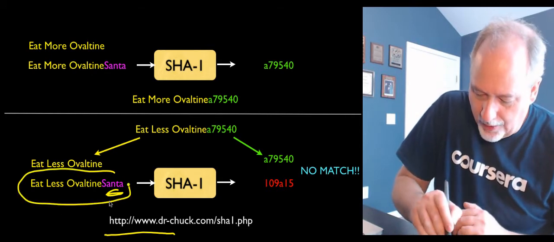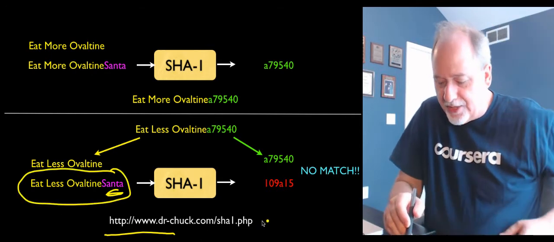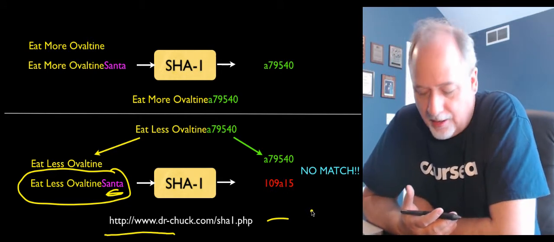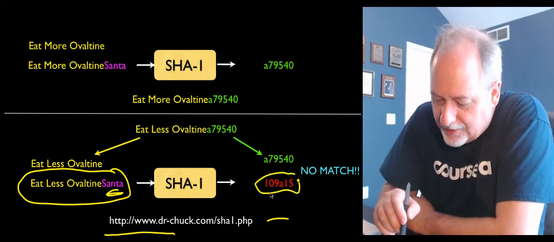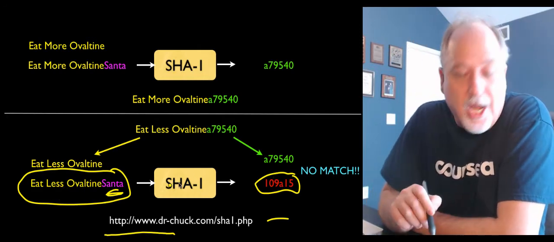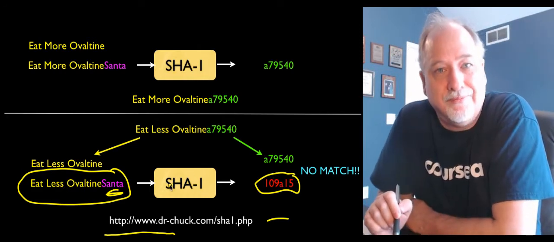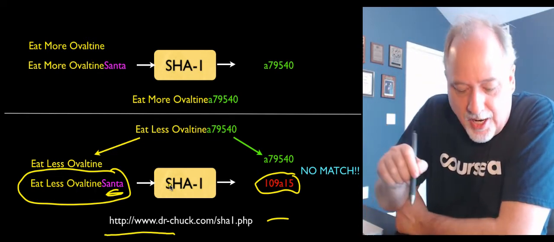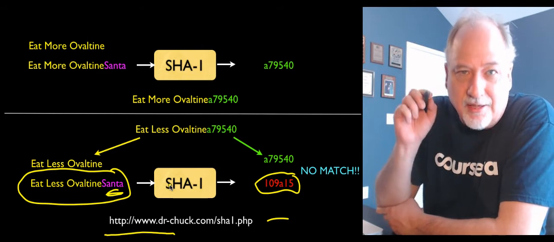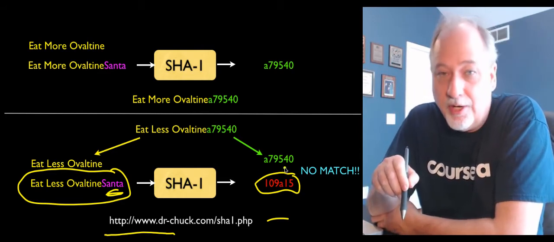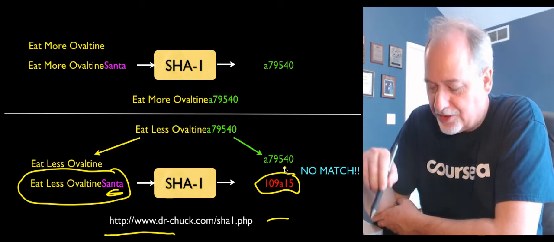Go ahead and try this if you want. Maybe you have this up in a separate window, SHA-1.php. Put "eat less Ovaltine Santa" in, and you will get a different signature. Because if you change even a single character, SHA-1 will give us a different digest. That's cryptographic hashes in action, right? Even the tiniest change in megabytes of data will change the cryptographic hash. That's the beauty of SHA-1 and MD5 and SHA-256 and the others.